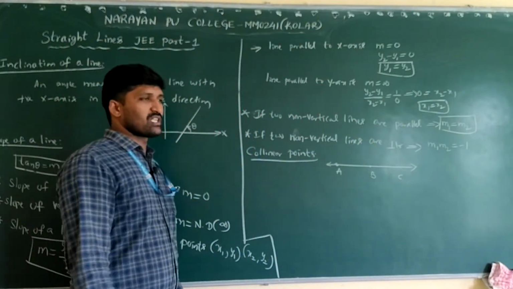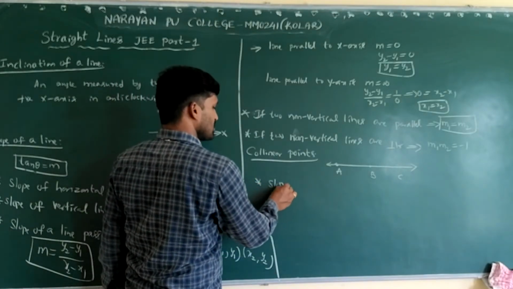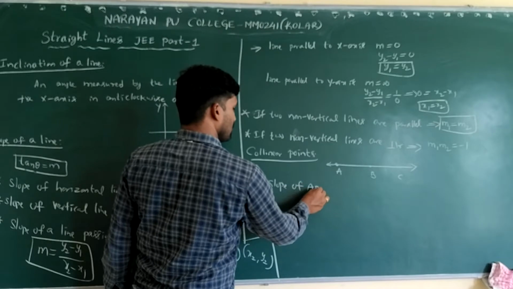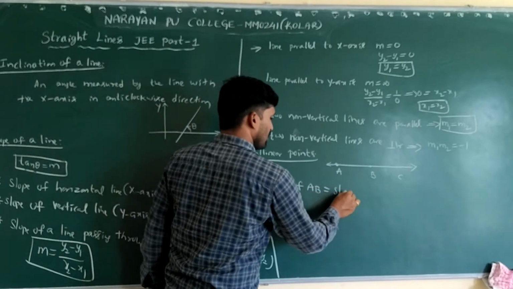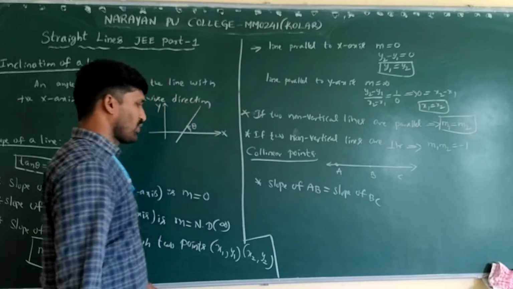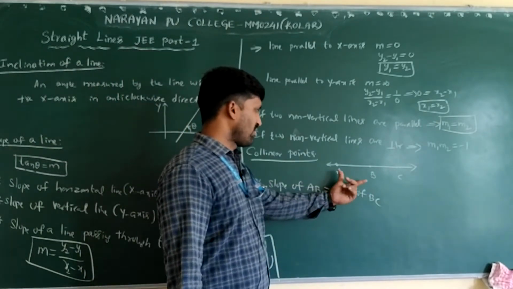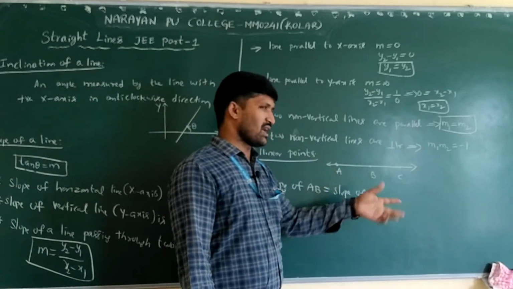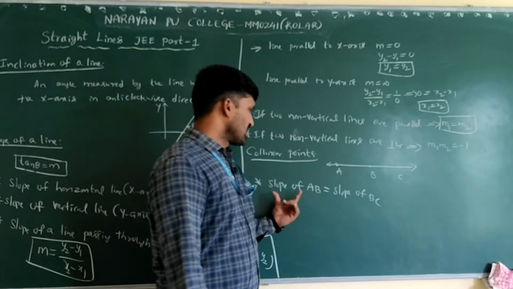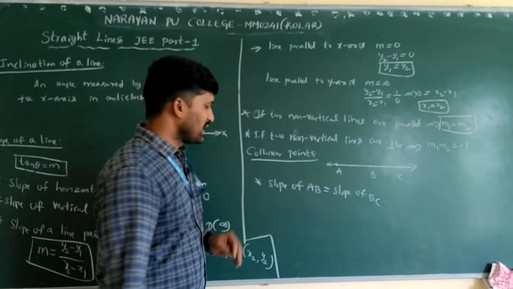Now to show that 3 points are collinear, we can do it easily based on slope. That is, slope of AB equals slope of BC. We know the slope of the line joining 2 points is (y2 minus y1) by (x2 minus x1). So the slope of AB and the slope of BC, or AC, we can take, no problem. If these two slopes are equal, then we can decide the given points are collinear points.